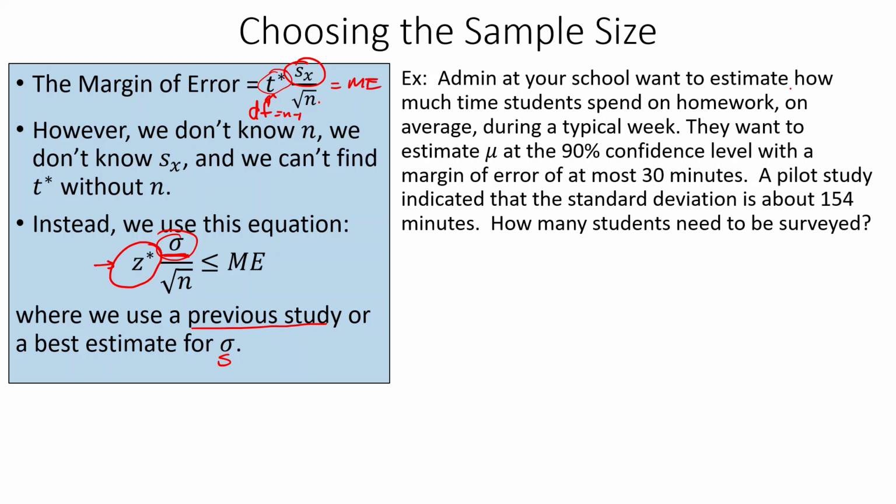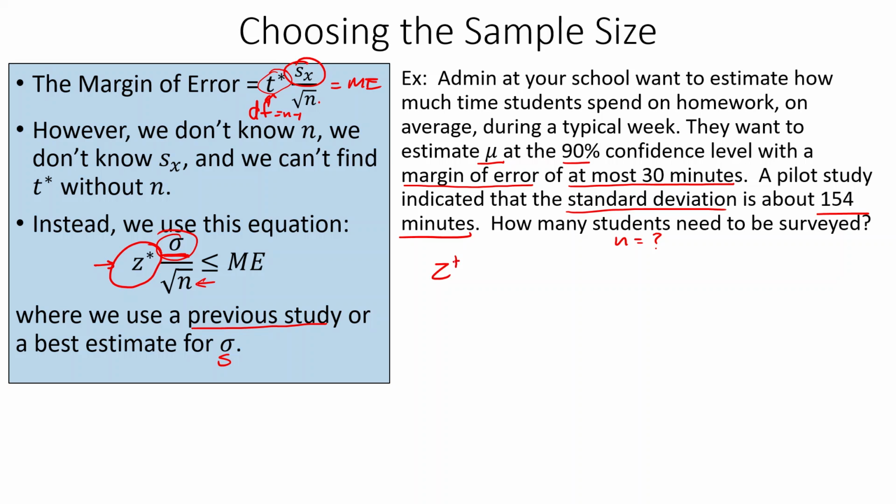So admin at your school wants to estimate how much time students spend on homework on average during a typical week. They want to estimate the population mean at the 90% confidence level with a margin of error of at most 30 minutes. A pilot study indicated that the standard deviation is about 154 minutes. How many students need to be surveyed? All right, so it's asking how many students, so that means n is what we're trying to find. That's how we know this is looking for our sample size.